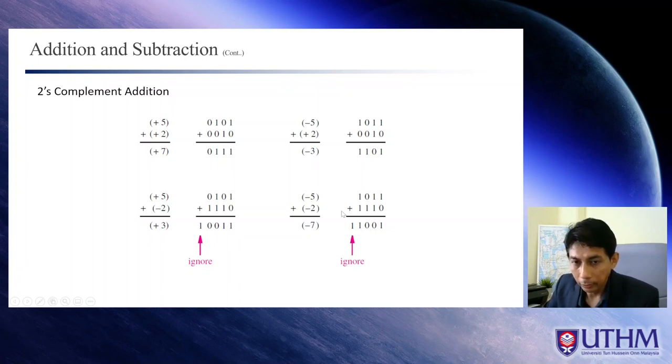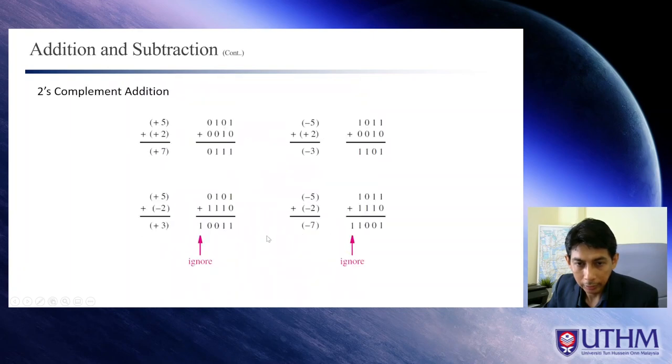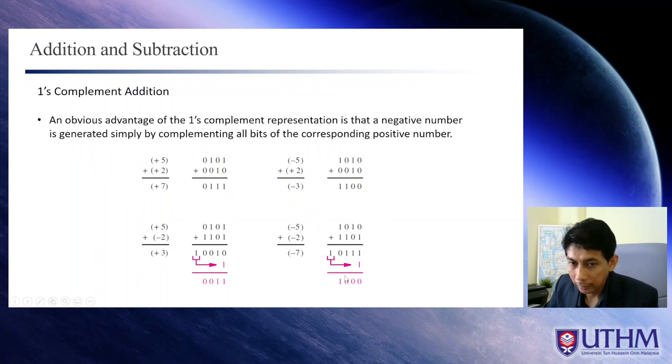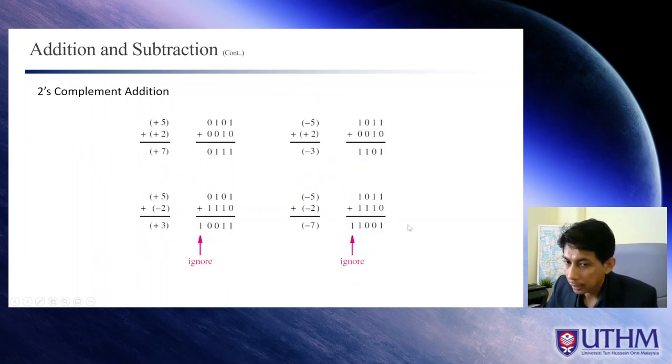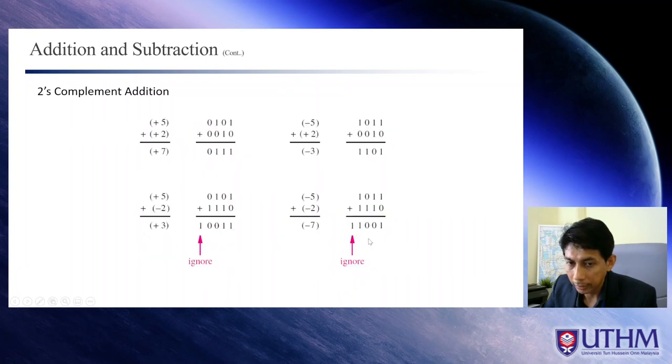No need to add. Look at this, again, 1011 is minus 5, 1110 is minus 2, you add, and this is minus 7. Look at this, second complement, minus 7 is 1001. 1001, this is minus 7. And this is the extra one, you ignore. 1001, you have minus 7. Again, you don't need to add. Here, you need to add. So in terms of circuit, this one is less complicated as compared to this. Here, you need another extra adder to get the result. Here, you don't.